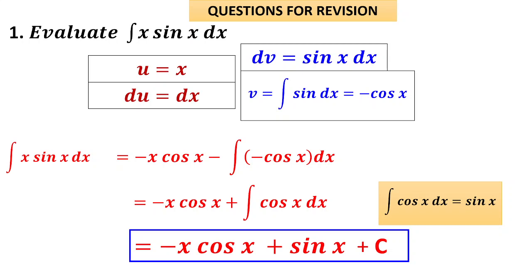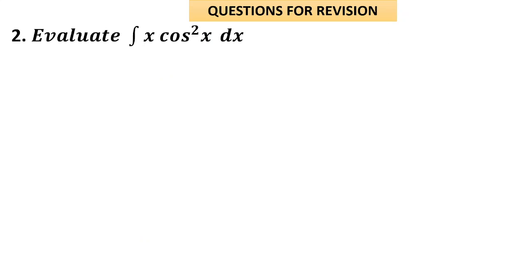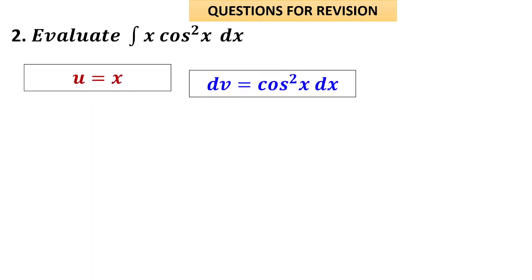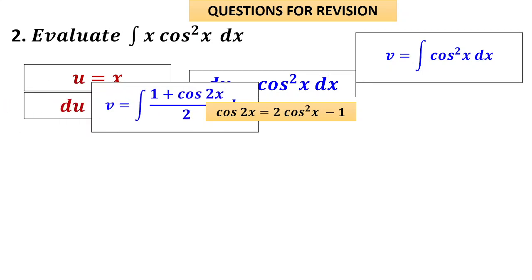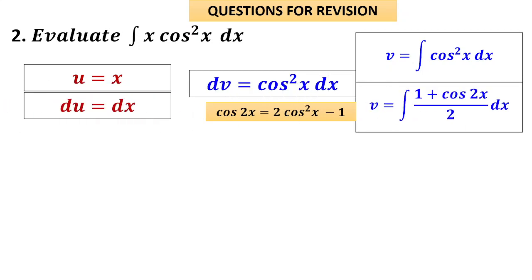Now similarly you can do a problem on x square sin x also, where the integration by parts will be repeated two times. Now suppose you have x into cos square x dx. Take u as the polynomial function x, dv as cos square x, and du is dx only. Now let us try to find the value of v. It is integral cos square x. Already we have discussed, whenever you have cos square x, we have to use the formula cos 2x is equal to 2 cos square x minus 1. From this you get cos square x as 1 plus cos 2x by 2.